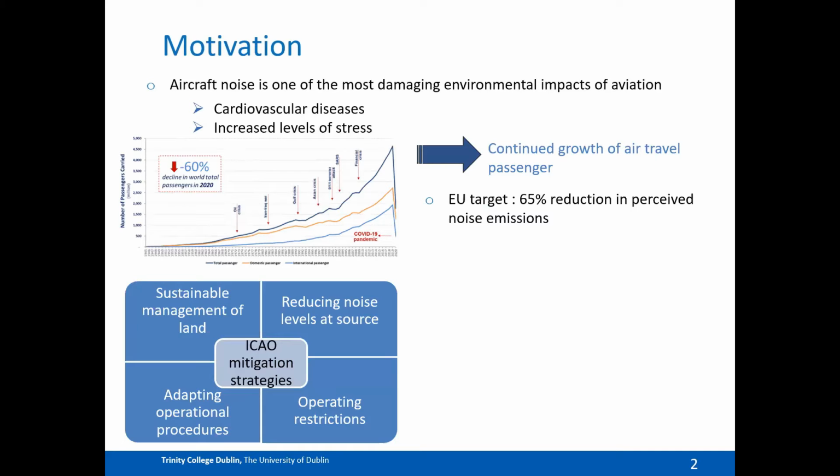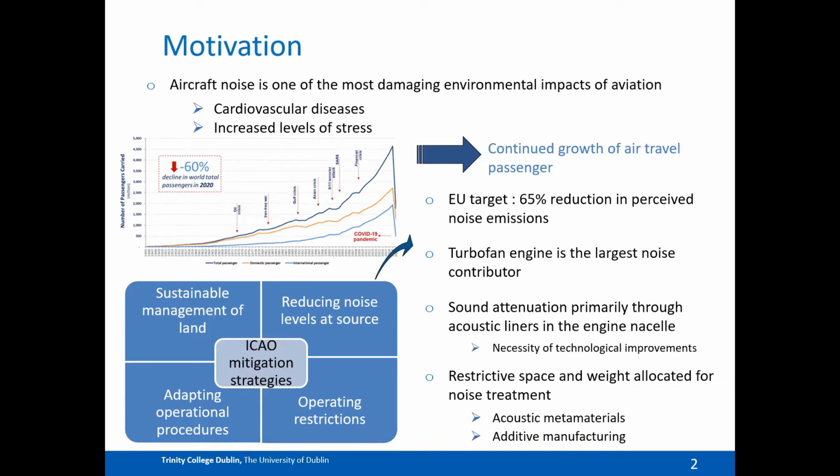The EU set out a target reduction of 65% of noise emissions by 2050. And these rules are derived from the ICAO strategy, which relies on 4 pillars: sustainable management of land around airports, introducing noise restrictions, and reducing noise levels at source, which is the area we'll focus on.